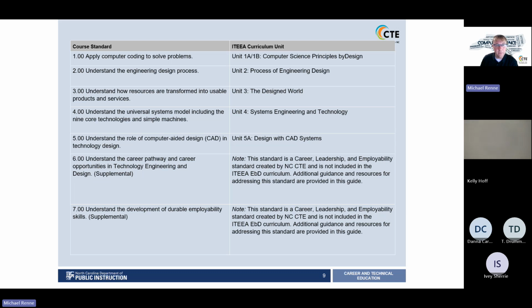The curriculum, like I said, from ITEA is matched directly to our course standards. So there's a one-to-one direct connection there, except for standards 6 and 7. Because again, those standards are developed in North Carolina, and they're in all of our CTE courses. But for this particular course, they're supplemental. Some courses they're required. In this course, they're supplemental.